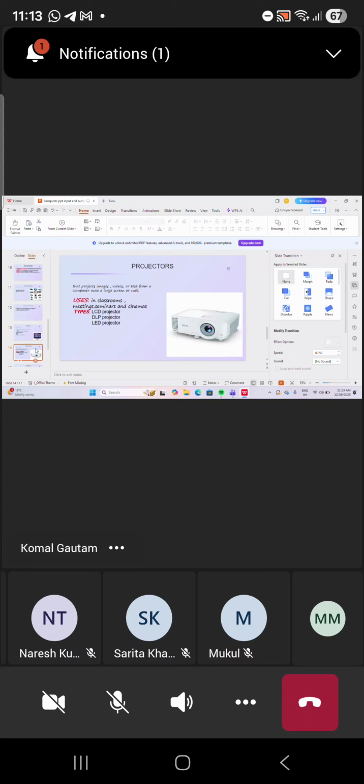Next is projector. Projectors project images, videos, or text from a computer onto a large screen. Projectors are commonly used in classrooms, meetings, seminars, and cinemas. These are some types of projectors: LCD projector, DLP projector, LED projector.